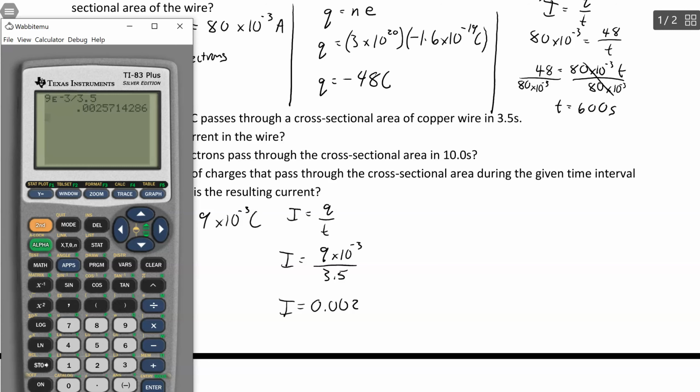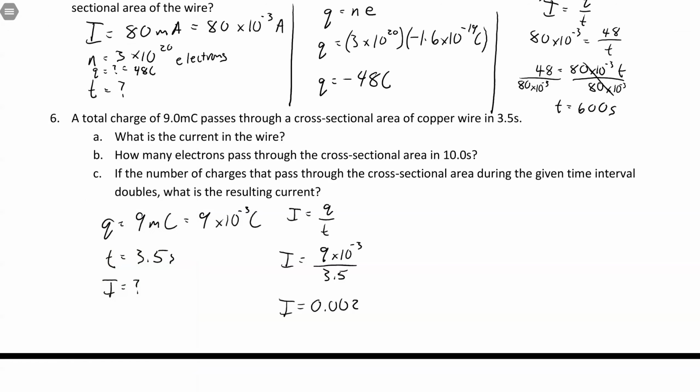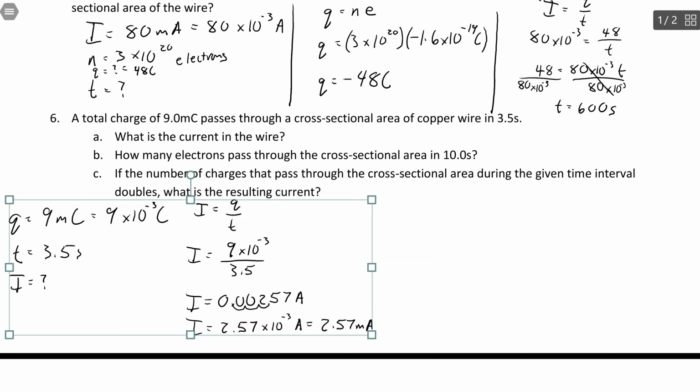0.00257 amps. That's a weird decimal, so I would probably change it into 2.57, and we went 1, 2, 3 times 10 to the negative 3 amps. And look at that, 10 to the negative 3, we could change that to 2.57 milliamps if we were feeling fancy. So let's move that over so we could do part B.